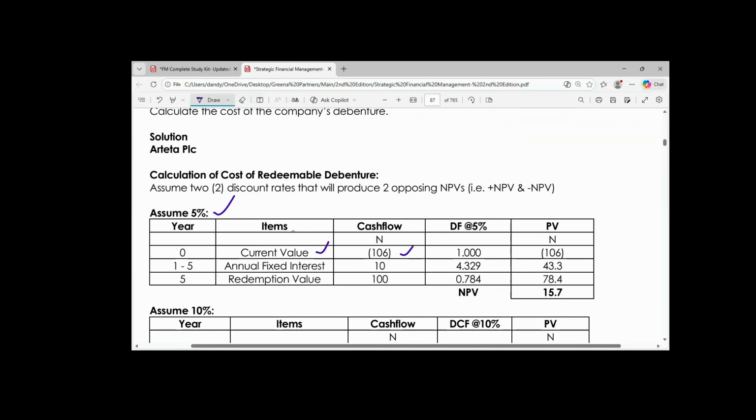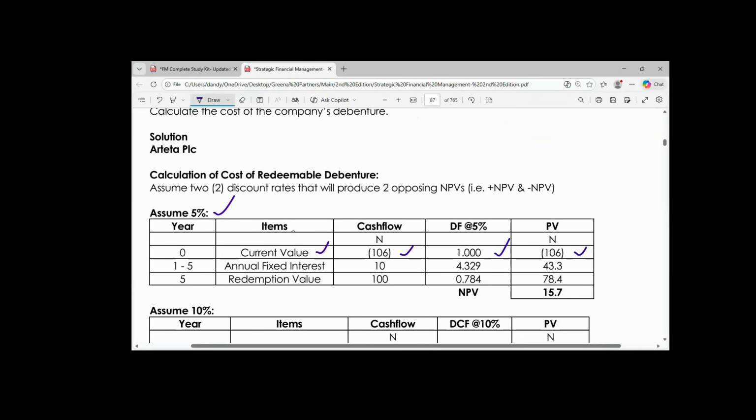But in this question, because the debenture interest has been paid, that's why we are using the 106 directly, no issue. So discount factor at 5% for year 0 is 1. 1 multiplied by 106 is 106.